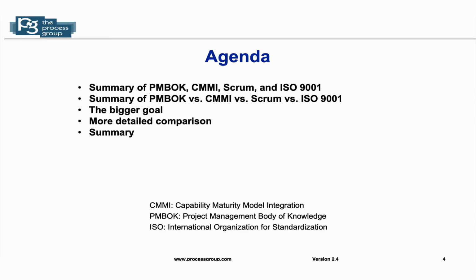Agile teams are often asked to adopt standards and frameworks such as ISO, PMBOK, and CMMI. These standards can look overwhelming, so in this video I will summarize them and show how they can be used together. We'll discuss a summary of PMBOK, CMMI, Scrum, and ISO 9001, a summary of the differences at a high level, the bigger goal, by that I mean the context that you live in, why we are doing these practices, a more detailed comparison, and a summary.